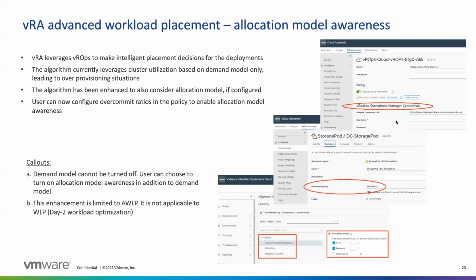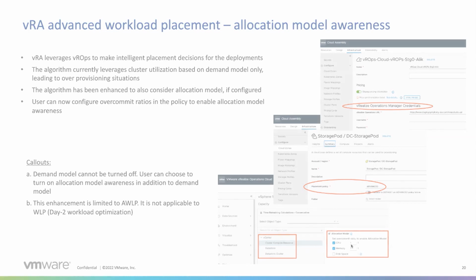So the first screenshot basically shows VROps configured as an endpoint within VRA. This is not something that you have to worry about in the cloud world because the 2 products are integrated automatically. The second configuration is that within the applicable cloud zones, you have to enable advanced as the placement policy. These 2 options were a prerequisite even in the existing AWLP, which is demand model only. The only additional configuration that you have to worry about is to make the overcommit configurations in VROps. For this, we are leveraging the existing overcommit configurations in the capacity page, which is you configure the CPU and memory overcommits in the cluster compute resource.